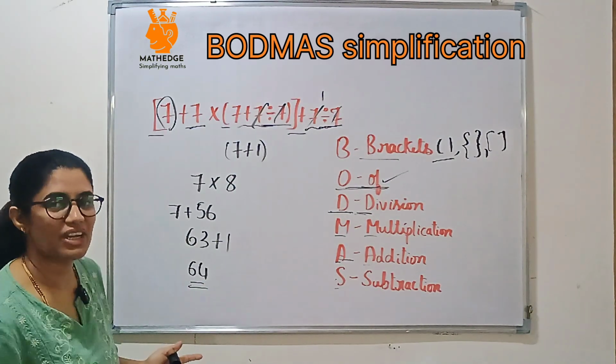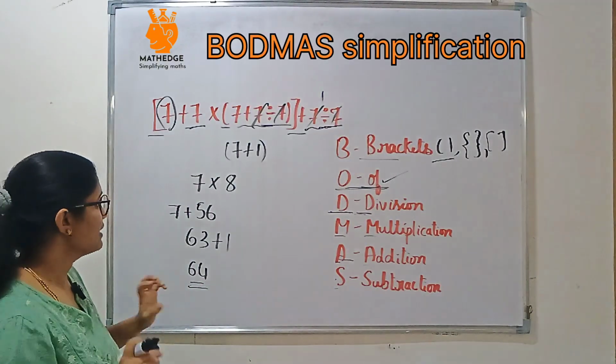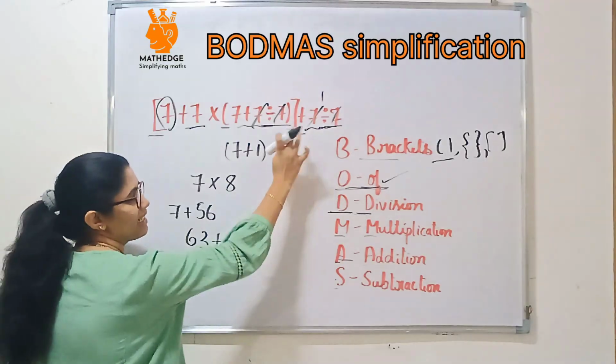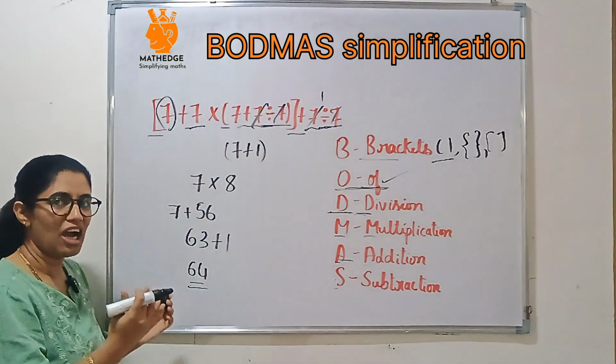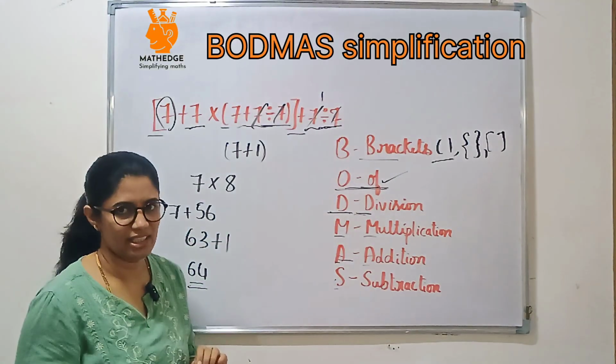So this is the correct way to solve the BODMAS problem or simplify any expression. See, where most students will make the mistake, after multiplying here, directly they will add 7. No, first we should completely solve the brackets. Then after that, whatever the number or whatever the expression is there, then we can deal with other numbers.